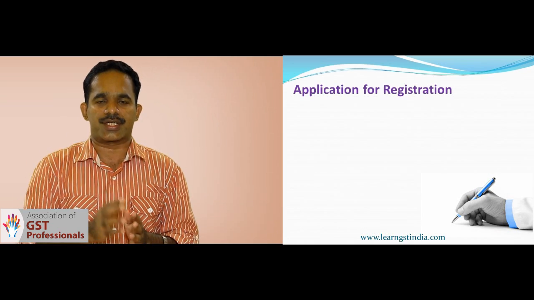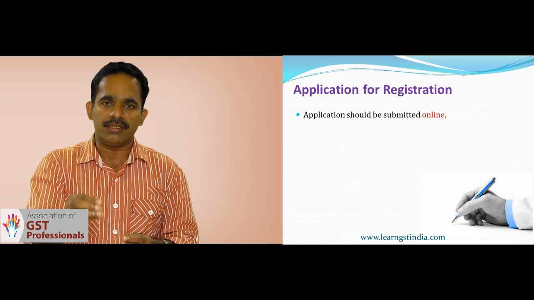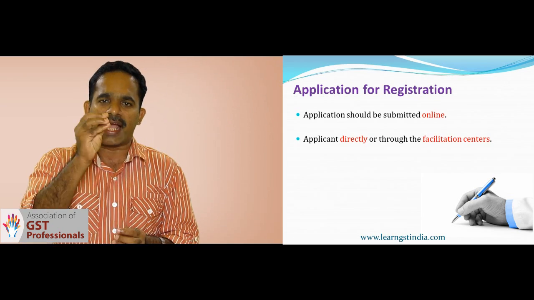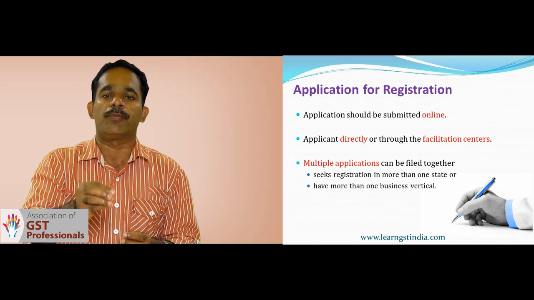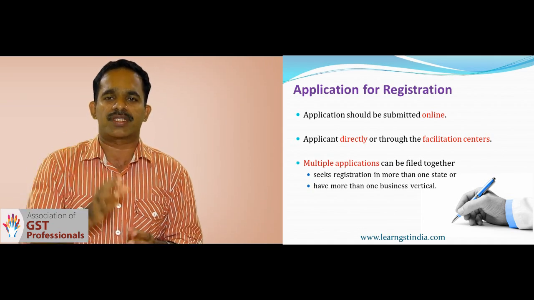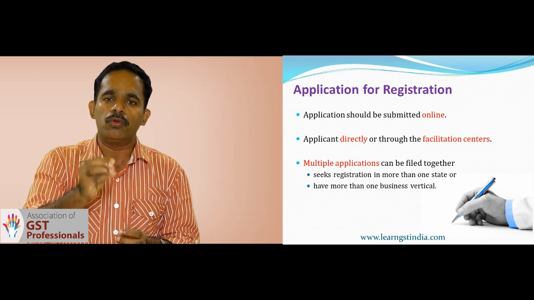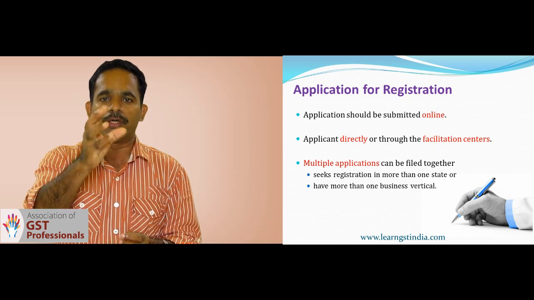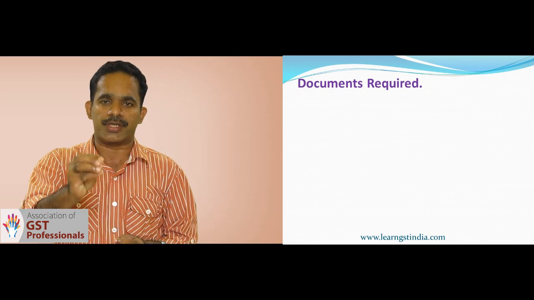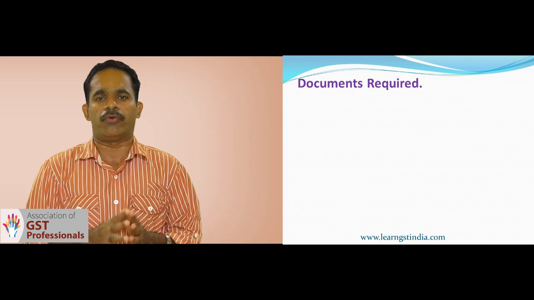Applications for registration can be put in directly or through the facilitation centers provided. If one taxable person has to take registration in more than one state or he has more than one business vertical, he can do all registrations at one go. Relevant documents should be submitted along with the application form.